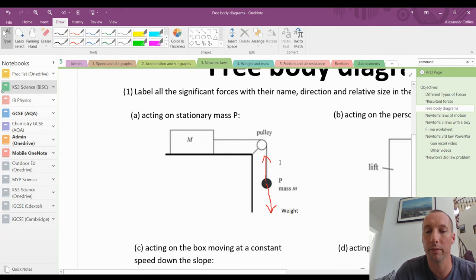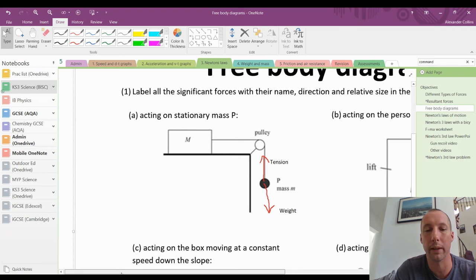And if you can remember from last week, what do we call the forces that act through a string or a rope or a cable? Well, we call that tension. Okay. Now, in this case, there are only two forces, and those are done. So we don't have to worry about this other mass M, just the stationary mass P.